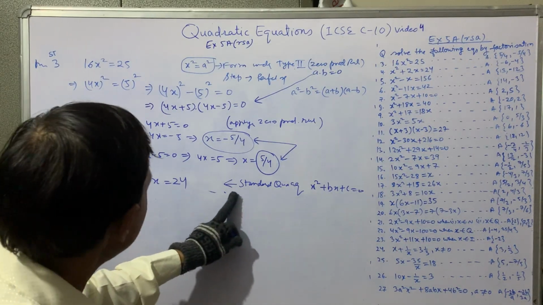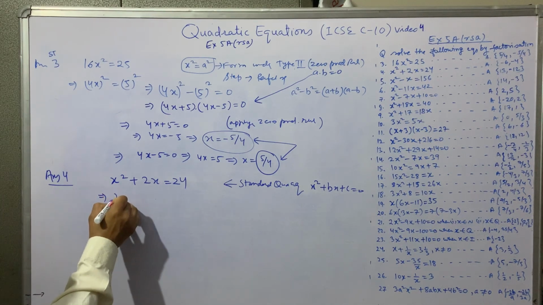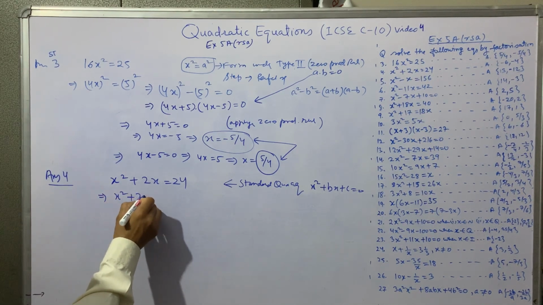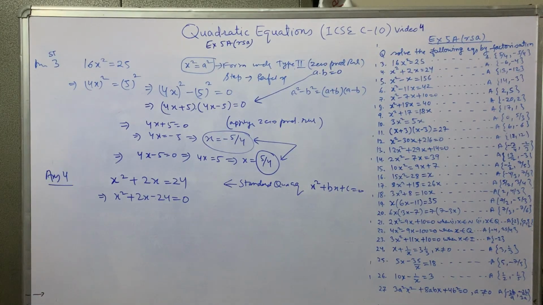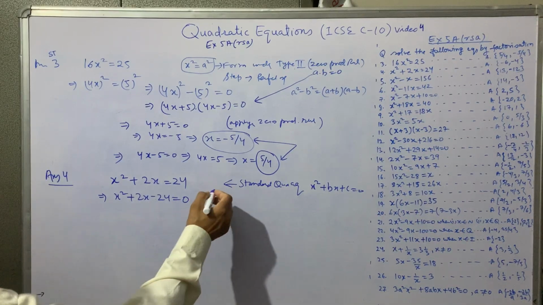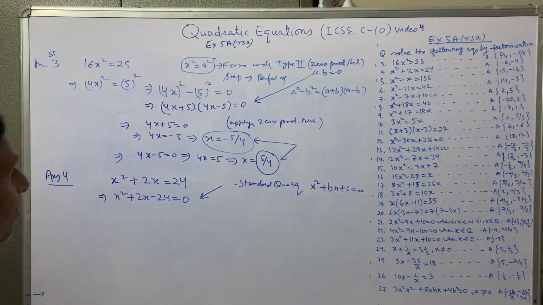First of all, we will shift 24 towards the right. So, we are getting x square plus 2x minus 24 is equal to 0. Okay. Now, it comes in the standard form. Now, it has become standard form. That one is also standard form, this one is also standard form.